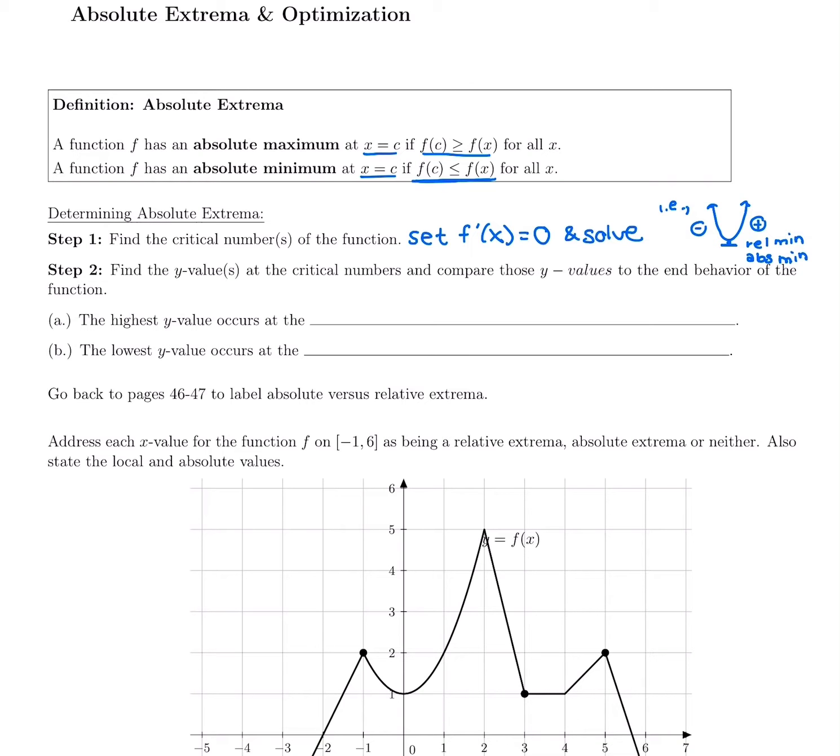Again, we're going to call the highest y value, we're going to say that occurs at the absolute maximum. And the lowest y value is going to be at the absolute minimum.